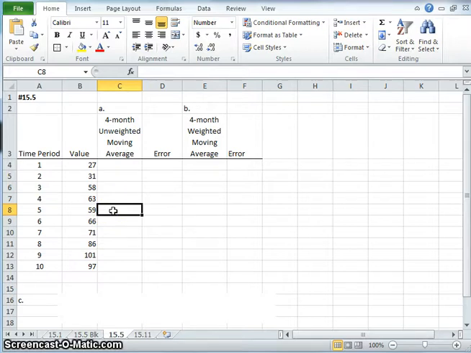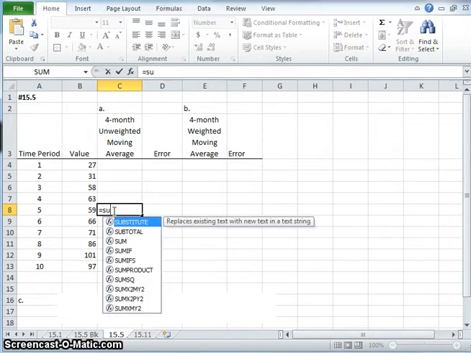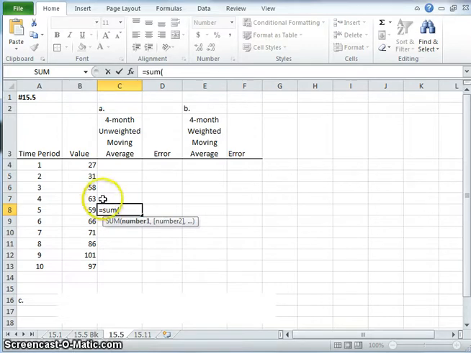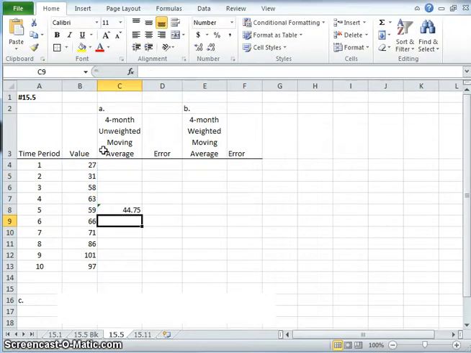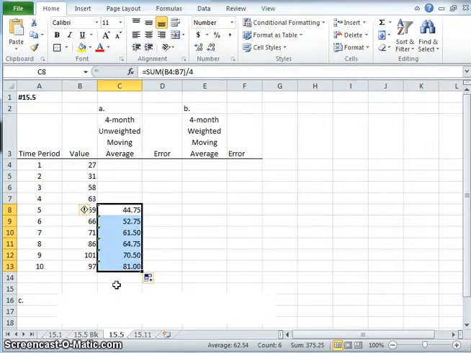We're going to put the formula in as equals, and then we want the sum of cells B4 through B7, the previous 4 periods. And then we're going to divide that by 4 since there are 4 periods. So that's the unweighted moving average, the sum of them divided by 4. And then all we have to do is take the lower right corner of that cell and drag it down, and that's going to copy that unweighted moving average to all the other cells.